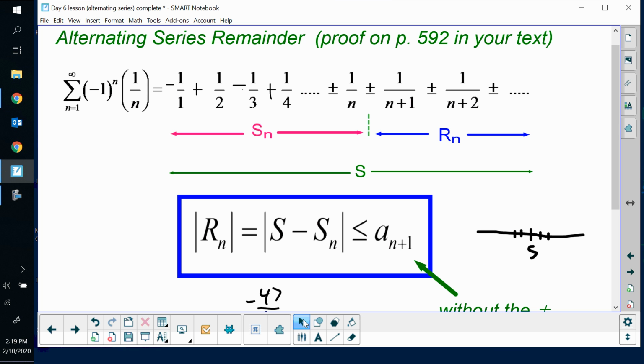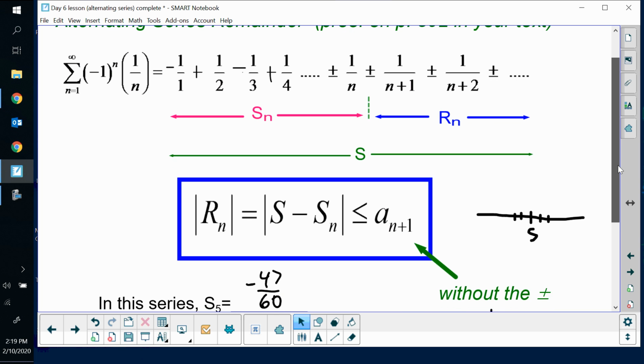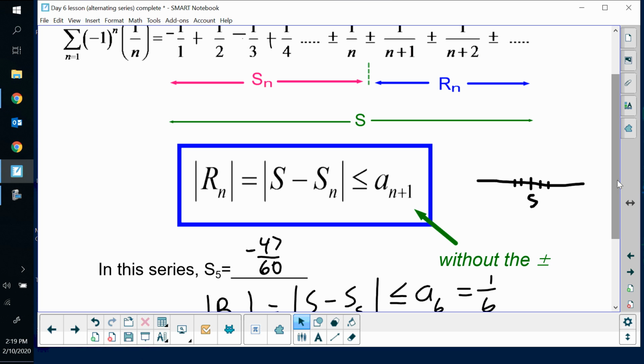So what that means is each term we're adding or subtracting is going to go beyond where that infinite sum is on the number line. So our distance from the partial sum to the infinite sum must be less than the next term, because that next term is always going to jump to the opposite side on the number line of the infinite sum.